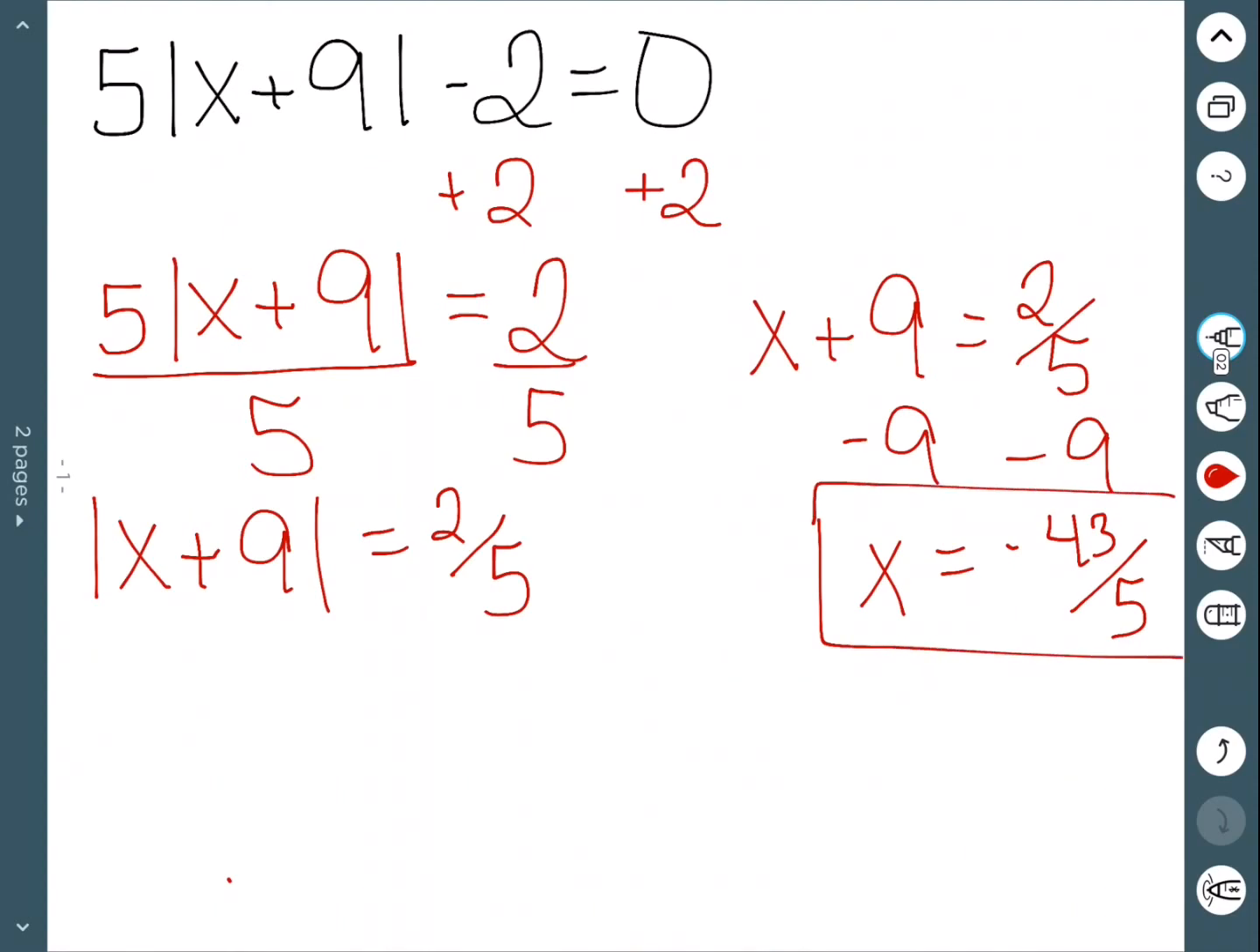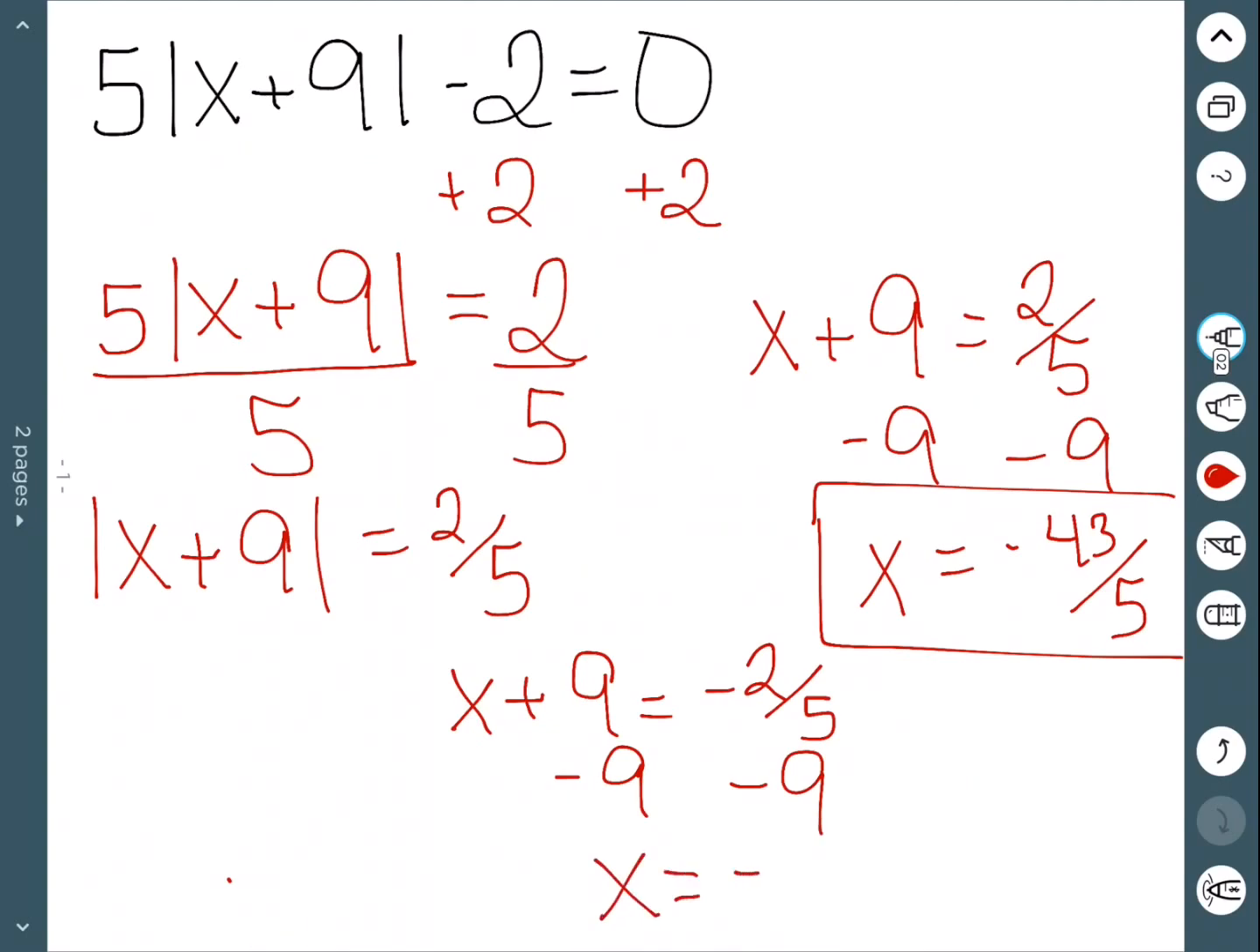However, that's not the only thing that has an absolute value of 2 over 5. The absolute value of negative 2 over 5 is also 2 over 5. So we have a second equation. x plus 9 equal to negative 2 over 5. We can subtract 9 from both sides, and this time we have x equal to negative 47 over 5. And there's my second answer.